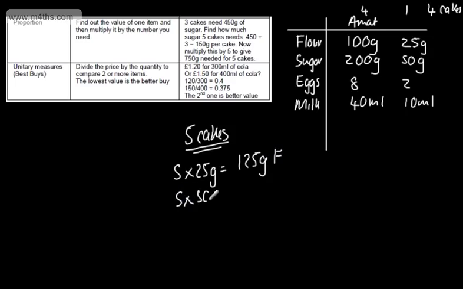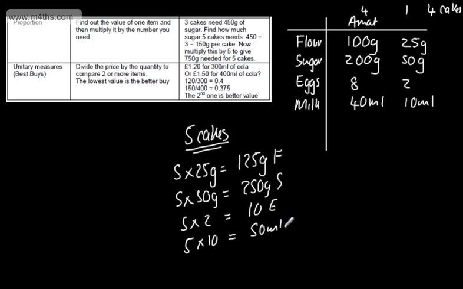So if we were told now that these are the ingredients for 4 cakes and we wanted to make 5 cakes, then all we need to do is simply do 5 times by the 25, which would give us now 125 grams of flour. We could do now 5 times by the 50 grams, which would give us now 250 grams of sugar. Eggs, we would have now 5 times by the 2, which would give us 10 eggs. And then we'd have milk, we'd have 5 times by the 10, which would give us 50 ml of milk. Okay, that's one way you can do it.